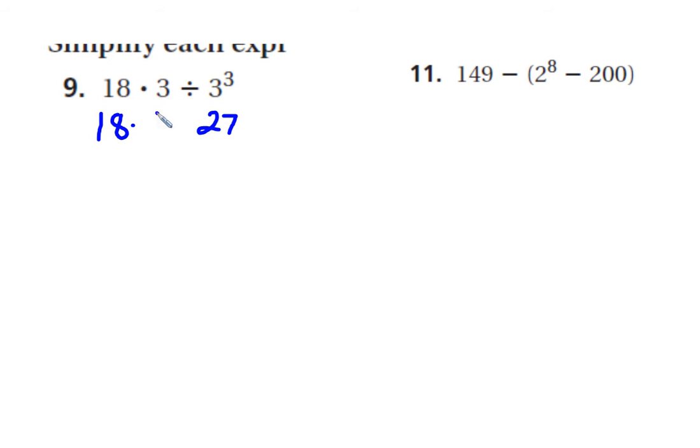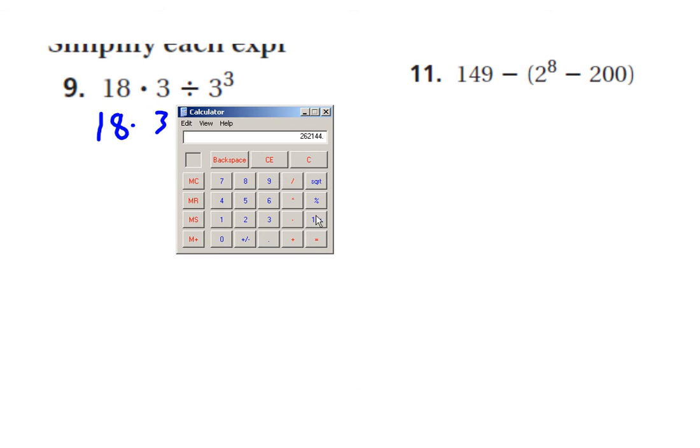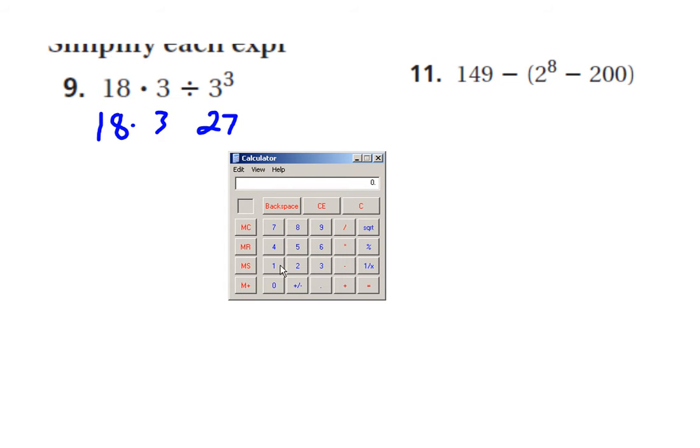I'm going to go a little more quickly on this, so we'll just punch these in. 18 times 3, and we're getting 54. Oh, I'm sorry, divided by 27. So 18 times 3, 54 divided by 27 is going to give us 2. Whoops, I clicked the wrong button. So it is going to give us 2. 18 times 3 divided by 27 is 2.